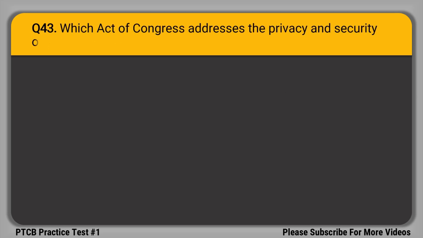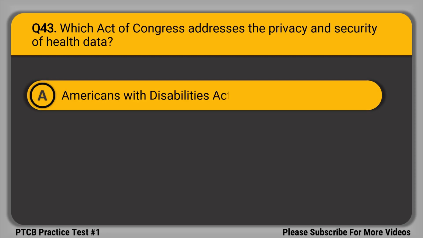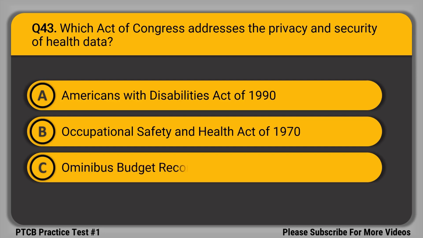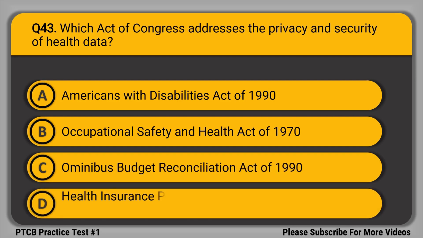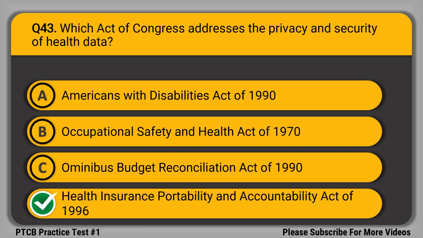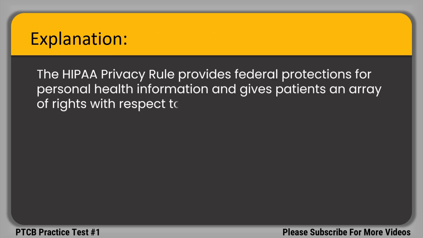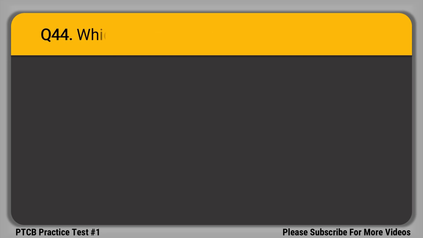Question 43. Which act of Congress addresses the privacy and security of health data? A. Americans with Disabilities Act of 1990. B. Occupational Safety and Health Act of 1970. C. Omnibus Budget Reconciliation Act of 1990. Or D. Health Insurance Portability and Accountability Act of 1996. D. Health Insurance Portability and Accountability Act of 1996. The HIPAA privacy rule provides federal protections for personal health information and gives patients an array of rights with respect to that information.